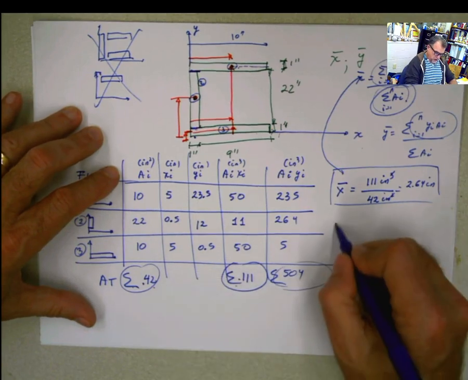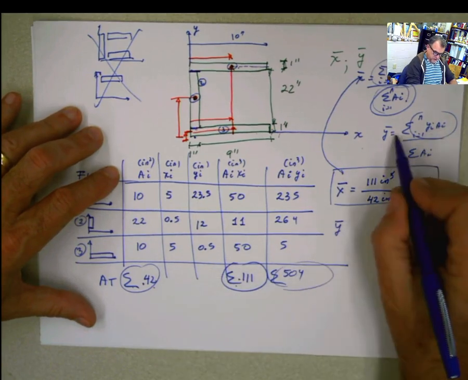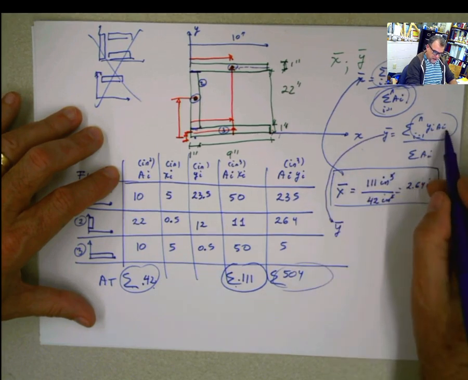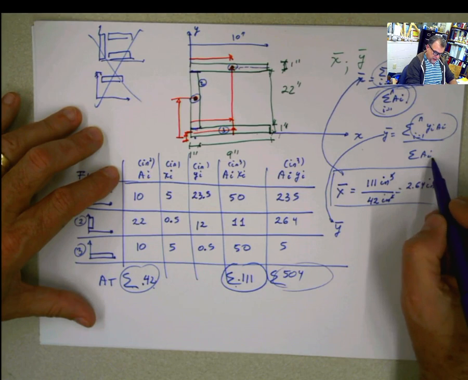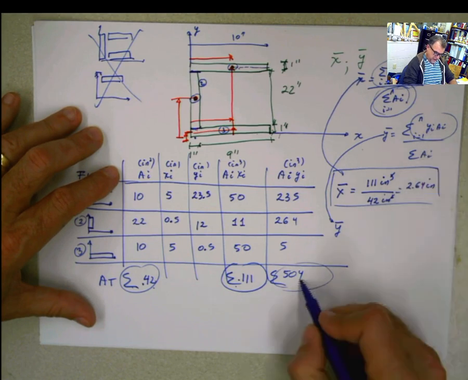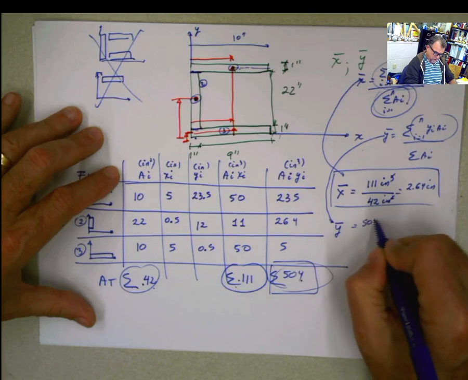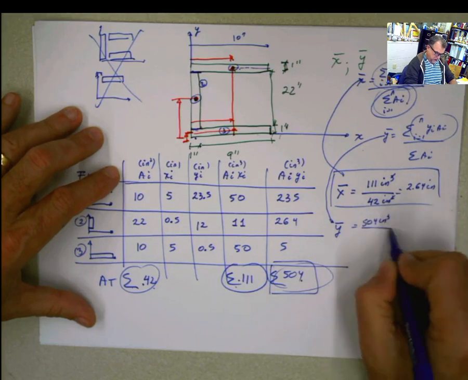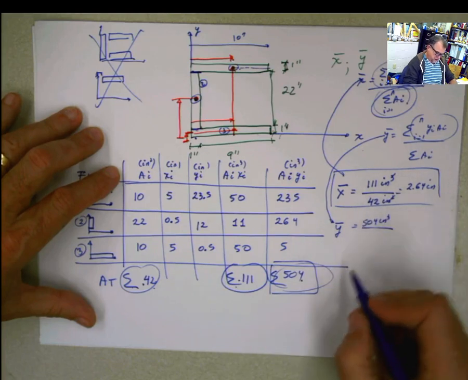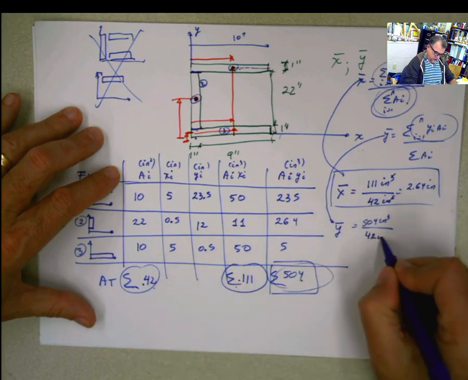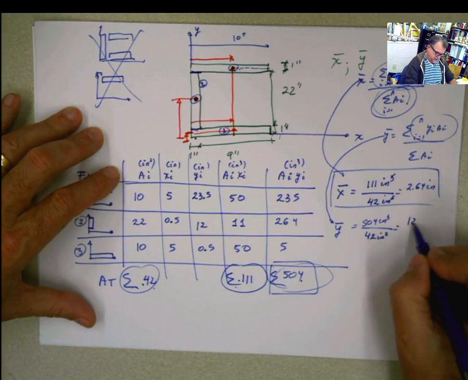Now, my Y bar, summation of YiAi divided by the summation of Ai. YiAi is this one here, 504 inches to the third, divided by the summation of the areas, which is 42 inches squared, and this is 12 inches.